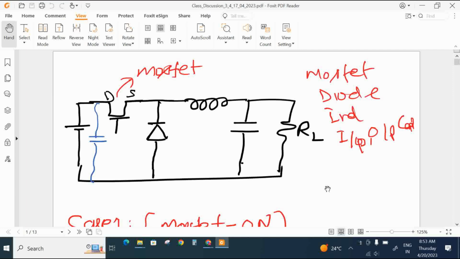Hi friends, today we are going to discuss buck converters, DC to DC converters. Into these buck converters we have the basic components. Which are the basic components of a buck converter? One is the MOSFET, diode and inductor, output capacitor and input capacitor. These are the basic building blocks of a buck converter.